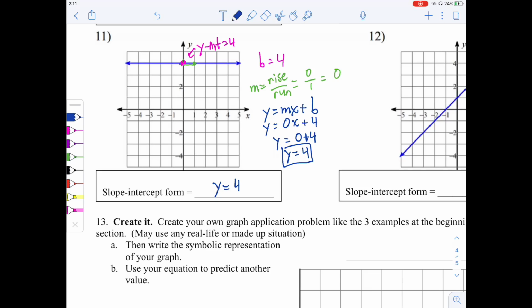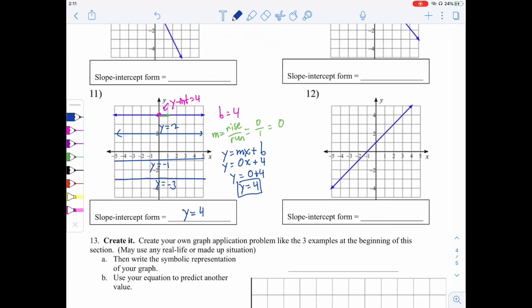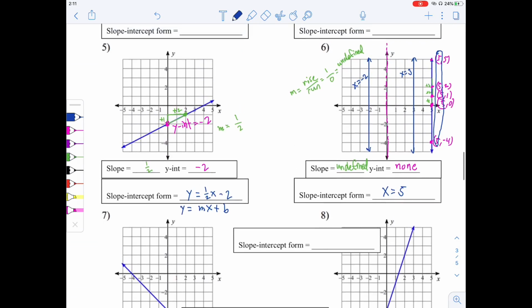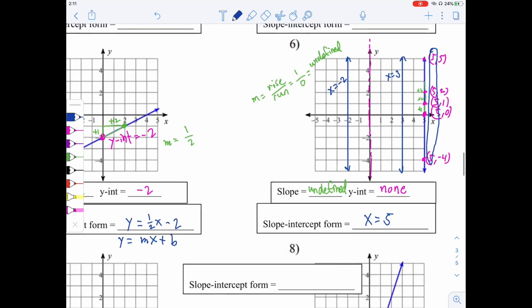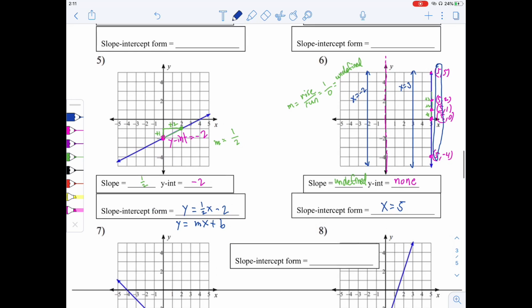And if we compare it to other numbers, let's say we had a horizontal line here, this will just be y equals 2, right? Or here, this will just be y equals negative 1 if it was a straight line. And then right here, y equals negative 3, right? So wherever horizontal lines are, it's y. Whenever you have a vertical line, it's going to be x. So those are two differences between horizontal and vertical lines.